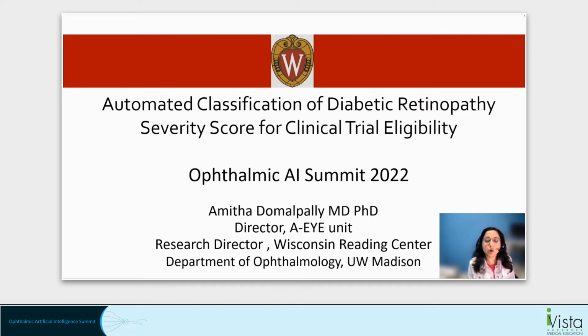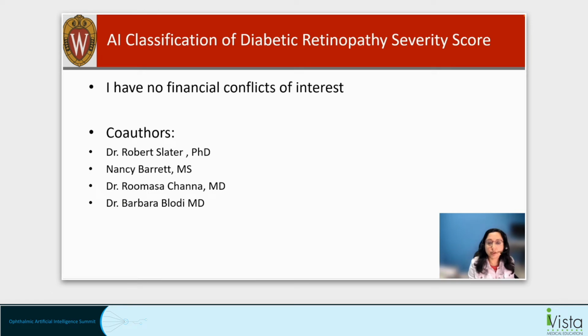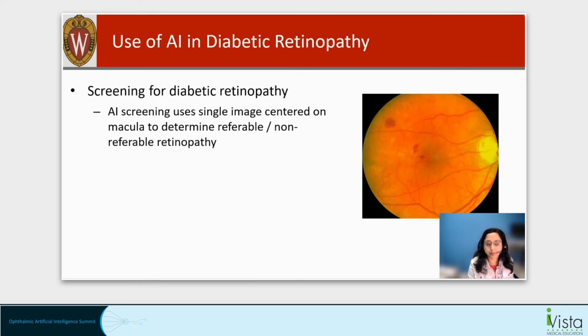I'll be talking to you about automated classification of diabetic retinopathy severity score for clinical trial eligibility. My name is Amita Domalpalli. I'm the director of the Artificial Intelligence Research Unit and the research director of the Wisconsin Reading Center. I have no financial conflicts of interest, and here are my co-authors.